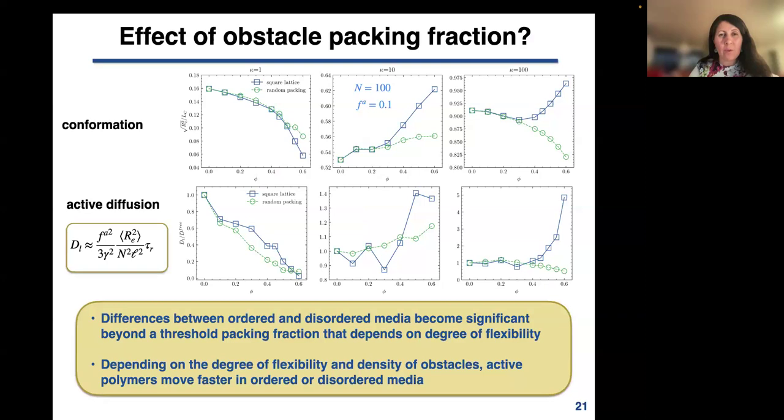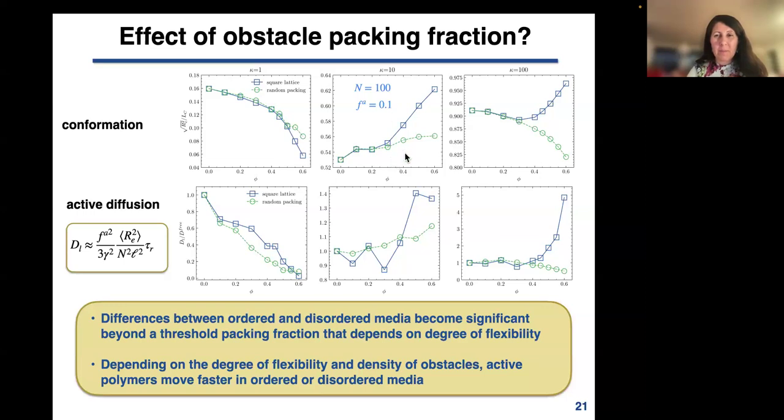And we have also been looking systematically at how the obstacle packing fraction changes both the conformation and active diffusion contributions. I forgot to emphasize that for the long-time diffusion, passive has not much contribution because it's 1 over n, and 1 over 100 is almost 0. So what you see in the long-time diffusion is basically the active contribution. If you look here as a function of packing fraction for the very flexible one, you see the differences again appear only at high packing fractions. At low packing fractions, they are quite similar because the polymer is not much hindered.